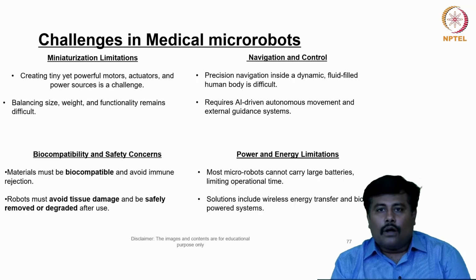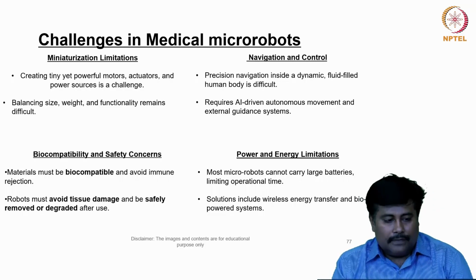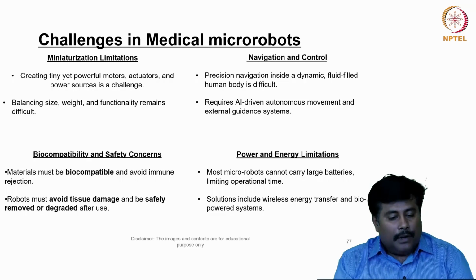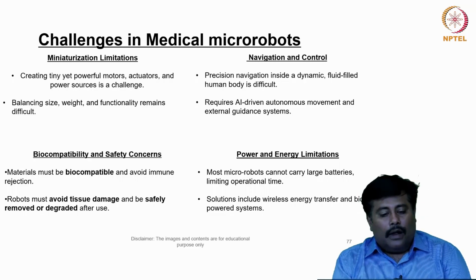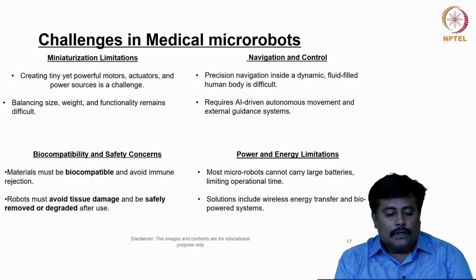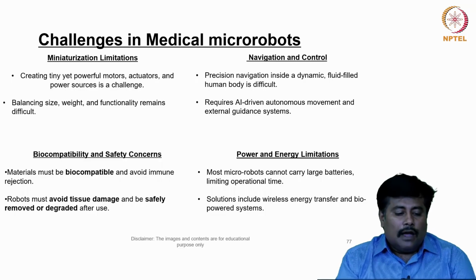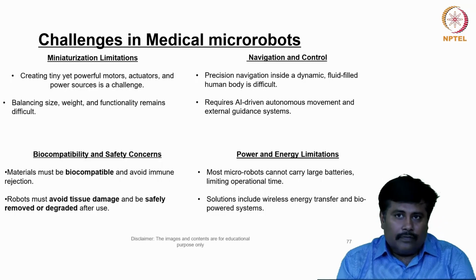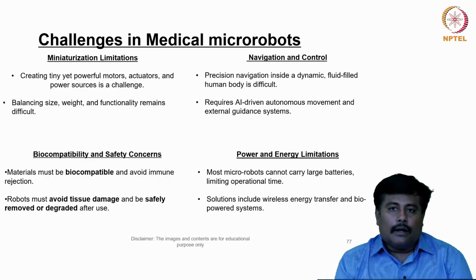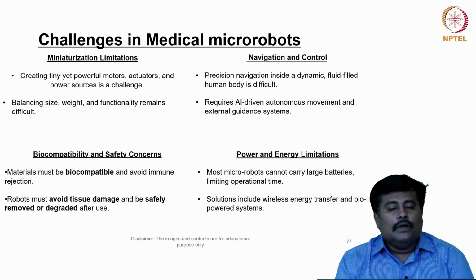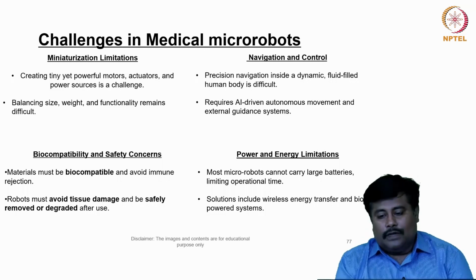Now, when we talk about biocompatibility and safety concerns, the material must be biocompatible and avoid immune rejection. And most important, the robot must avoid tissue damage and be safely removed or degraded after use. So these are some of the concerns which we need to take into consideration with reference to biocompatibility and safety.